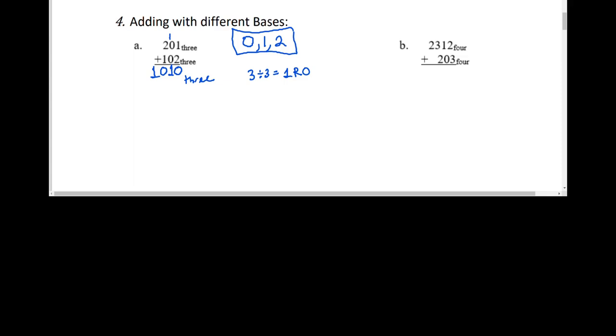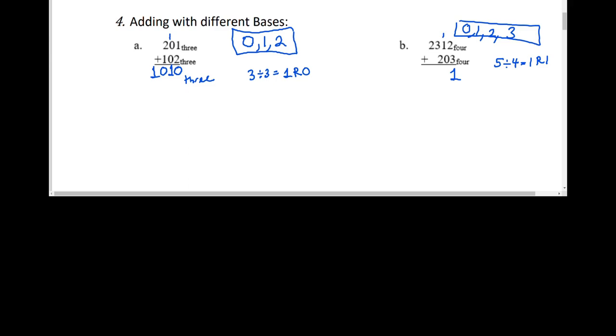For part B, we're looking at base 4. Let's look at the symbols for base 4. 0, 1, 2, 3, and that's it. There are no other symbols for base 4. We'll add 2 plus 3 together. 5 does not exist in base 4. So we'll take 5, divide it by 4, I get 1, remainder 1. So what that means is, I have 1 here, and I'll carry that 4 over.